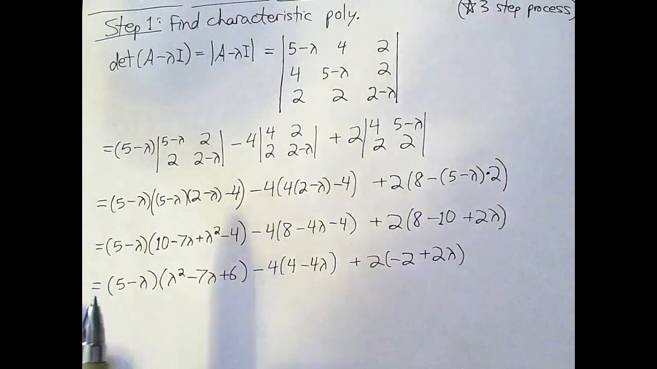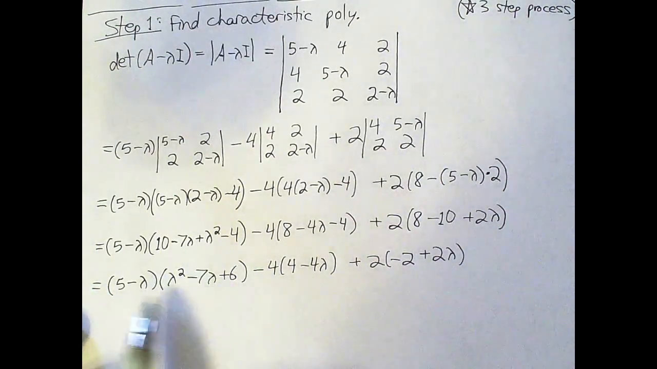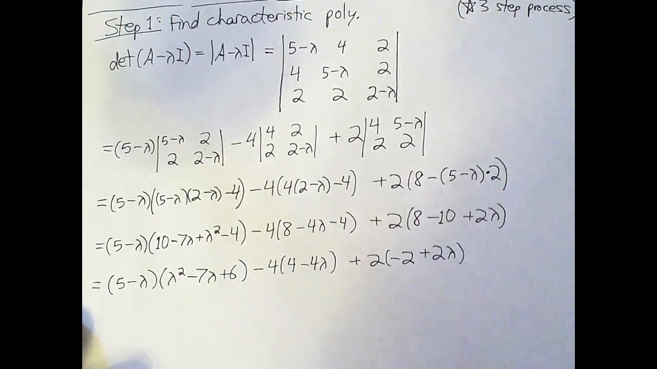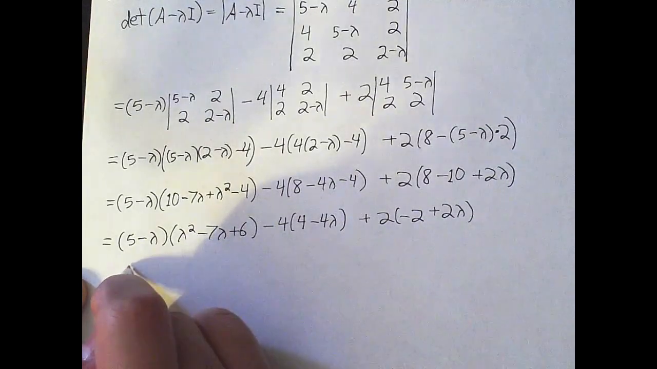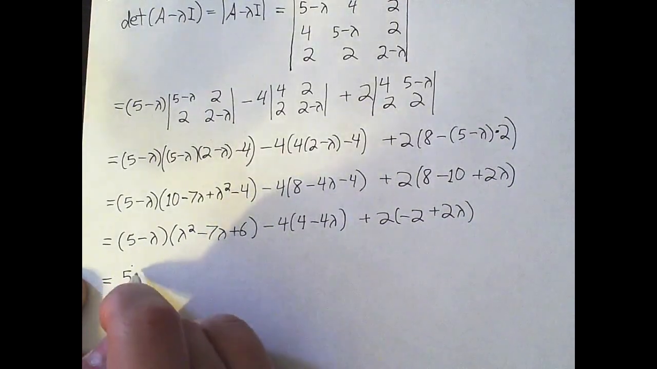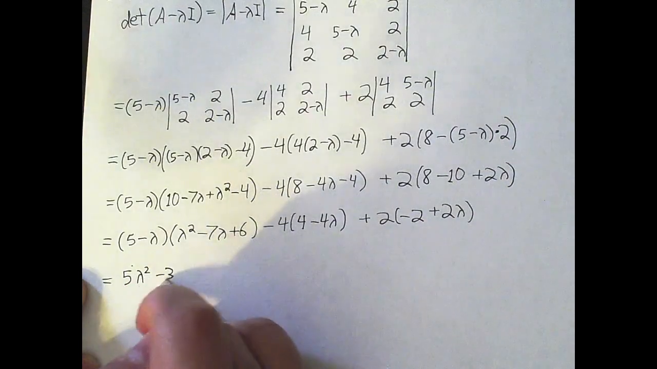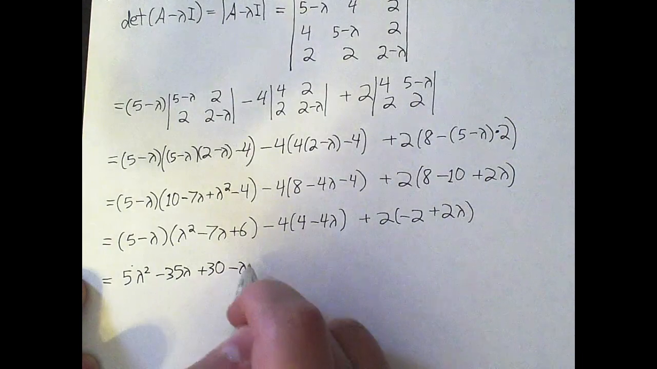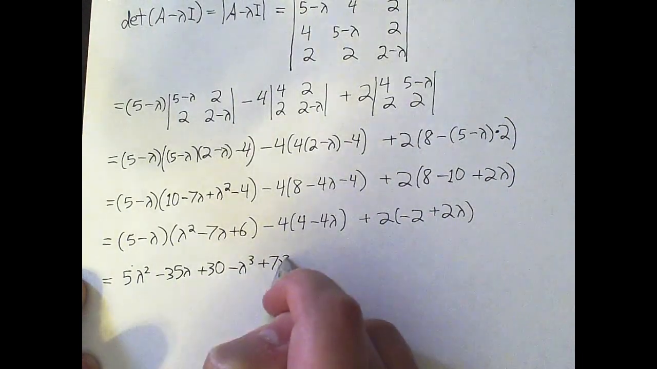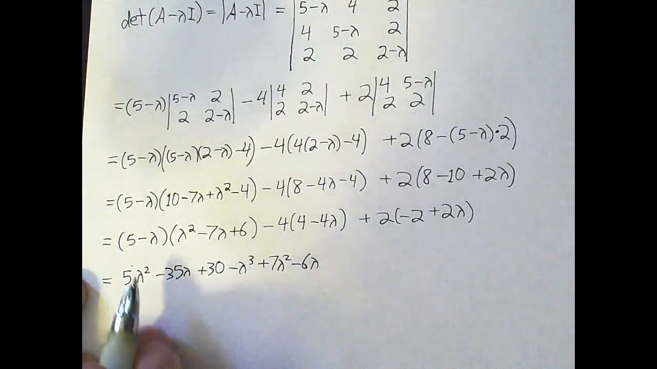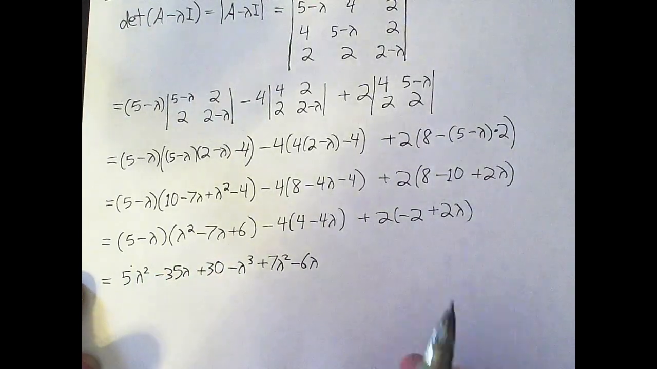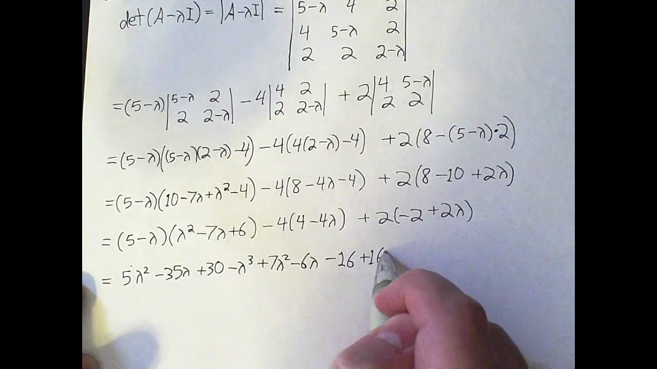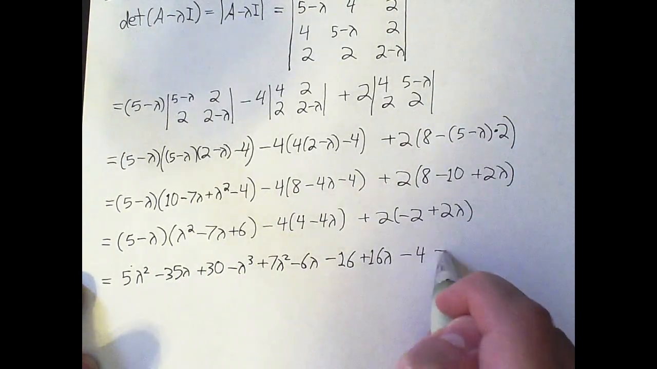Okay, well, we could expand this now, right? Distribute this. And we could distribute all these things too, the 4 and the 2. So if you do this, you get 5 lambda squared minus 35 lambda plus 30 minus lambda cubed plus 7 lambda squared minus 6 lambda. That came from this. And then let's distribute that 4, so we get a minus 16 plus 16 lambda, and then minus 4 plus 4 lambda.